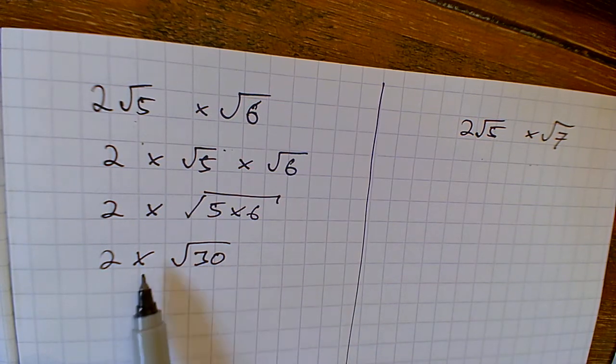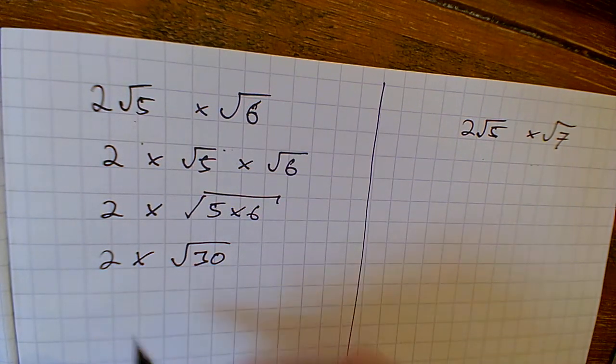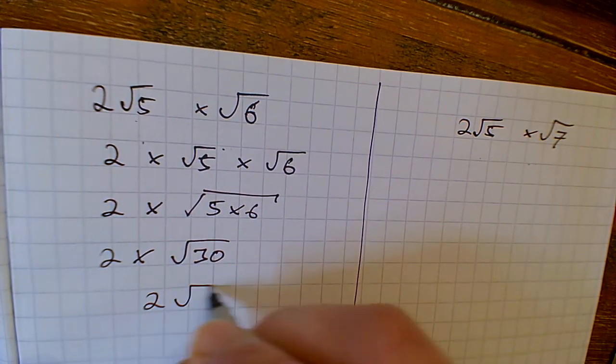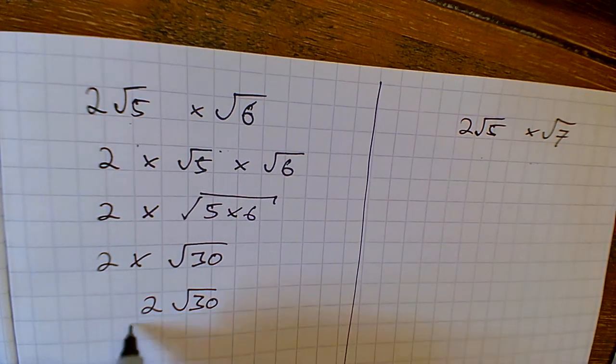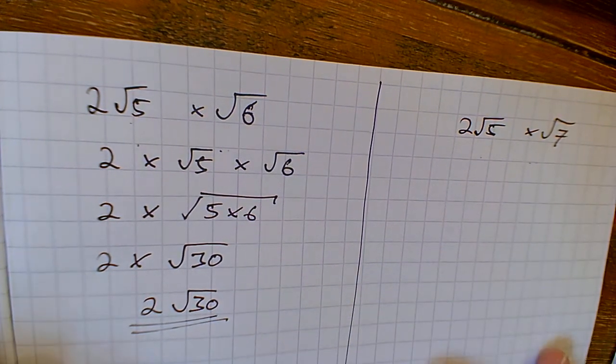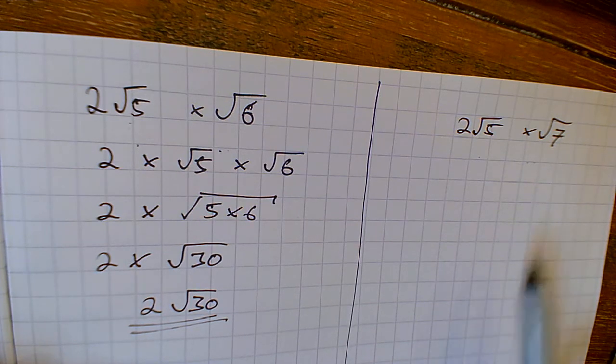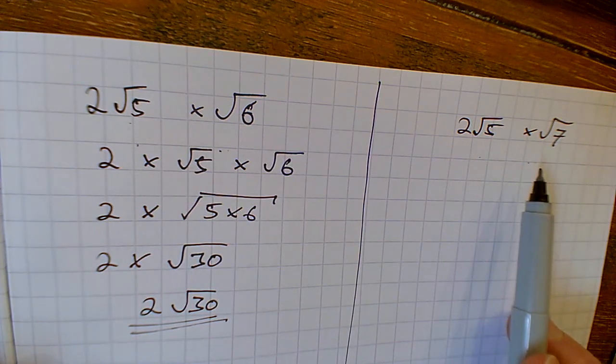But I don't really like to write the multiplication sign if I can avoid it. So I can write that as 2 root 30. And that is my answer. So pause the video, have a go at your turn, and then come back and I'll tell you the answer.